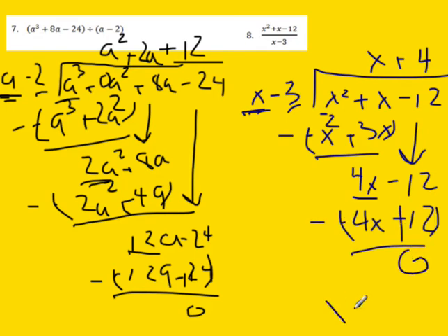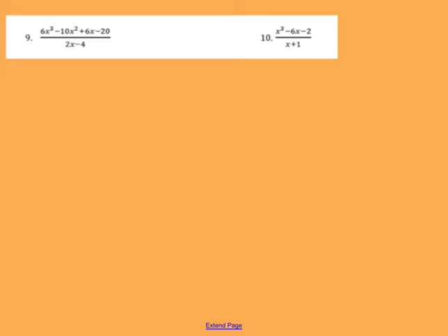So then your final answer is x plus 4 for number 8. All right, let's take a look at number 9. Same thing here, except we're going to have to leave an extra space for that x cubed. So I noticed that there is no x cubed function, so I'm going to have to leave space for that.